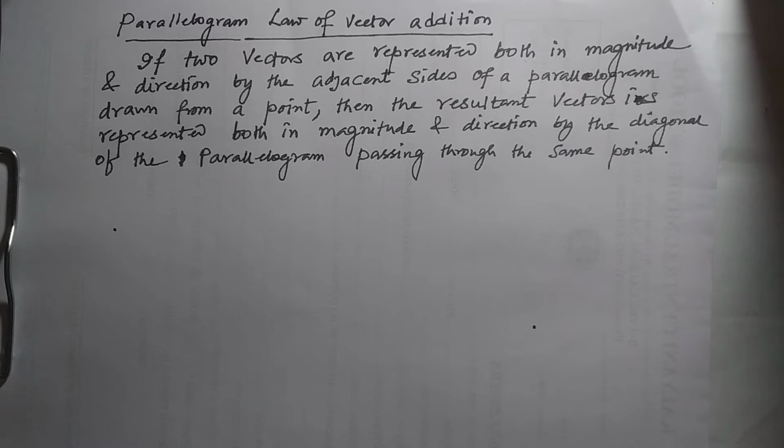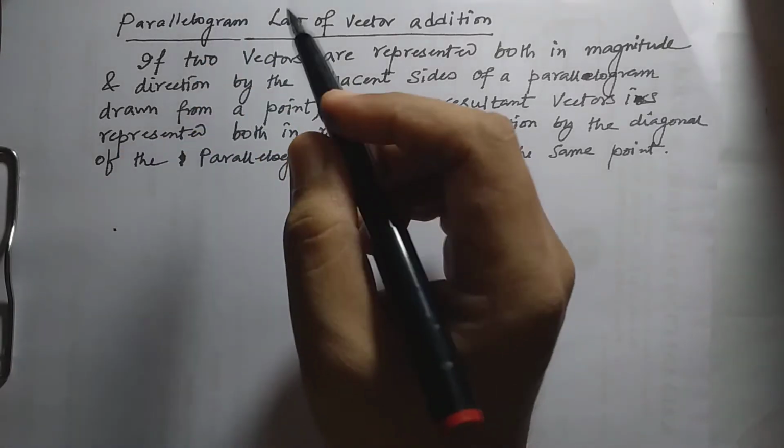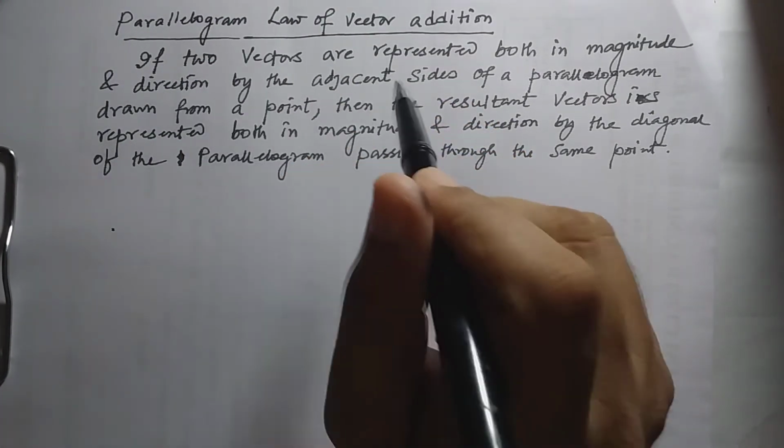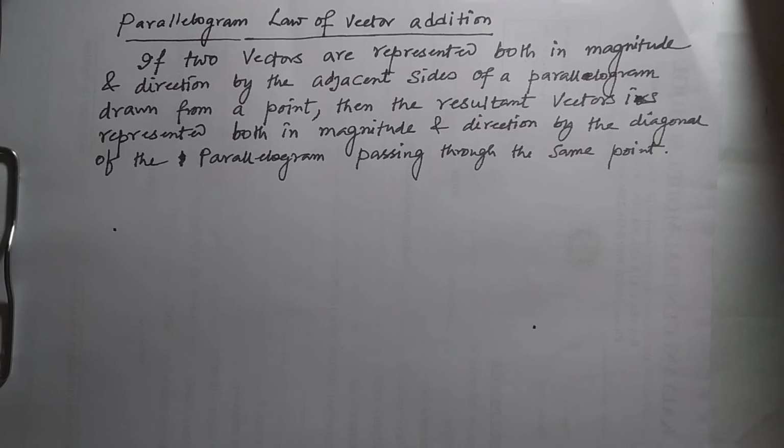Today we are going to discuss the parallelogram law of vector addition. Two vectors are represented both in magnitude and direction by the two adjacent sides of a parallelogram drawn from a point. Then the resultant vector is represented both in magnitude and direction by the diagonal of the parallelogram passing through the same point. So what is the meaning of this? First I will explain that.